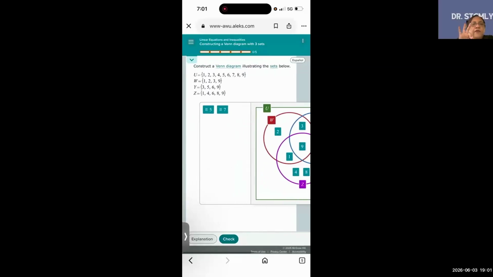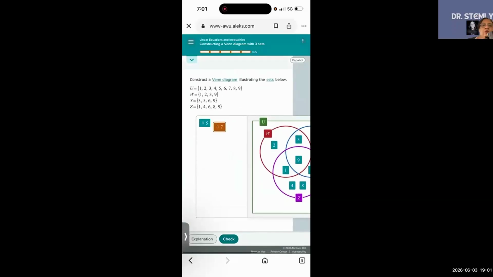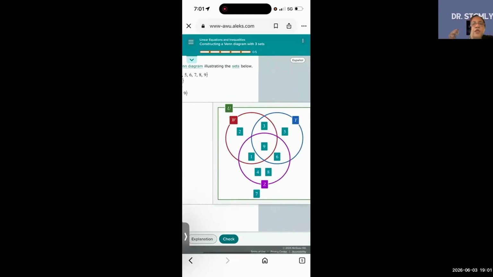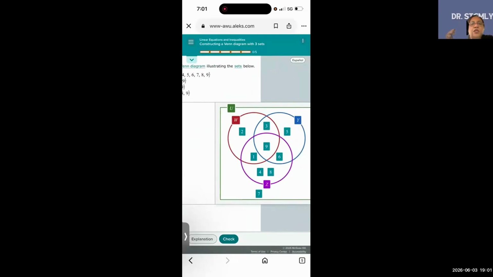None of them have 7. So 7 goes in the big space outside all the circles. Okay. And then 5 goes into Y. So the purpose of this is to get you to see where things overlap, where there's singular, and where there's none. Like the 7, not the Z. The 7 is not included in any of those circles. Right. But it is in U, and U is the big square.